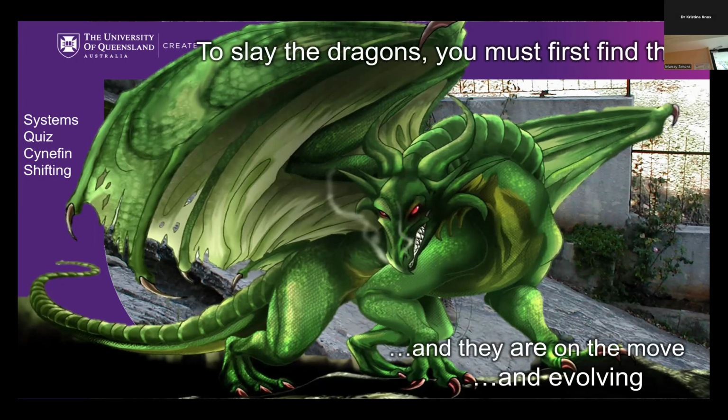And I give you another hint. It's not a dragon, it's dragons. And you've got to find all of them. And they're all on the move. And they are adapting and evolving, so that what worked last time won't work next time.